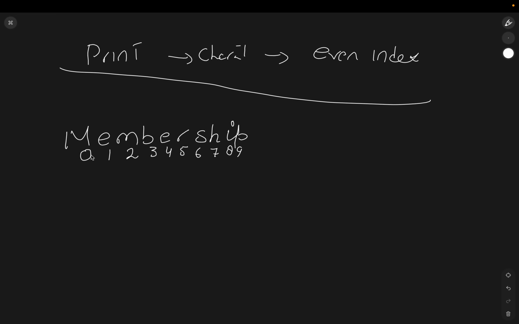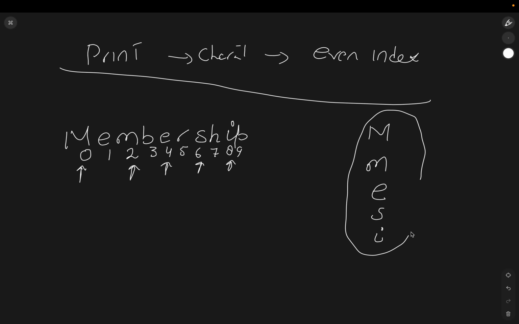So if my question is saying that you have to print all the characters at even index numbers, let's say, as we know 0 is neither even nor odd, but let's consider it an even one. So this is also an even one, this is also even, this is also even, this is also even, right? So the output that you should be getting here is something like this: M M E S I, because these are the values present at the even indices.